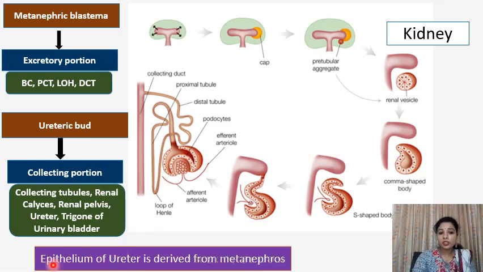So this is the basic concept of development of kidneys and collecting portions of it. One thing to be noted: the epithelium of the ureter is derived from the metanephros. Though we say the ureter is from the ureteric bud, which is from the mesonephros, the epithelium of the ureter is derived from the metanephros. This point is to be noted.